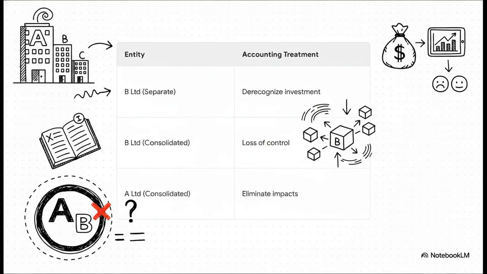So, to pull this whole puzzle together, the treatment depends entirely on whose desk you're at. B Ltd's separate books derecognize the investment and recognize the loss. B Ltd's consolidated books run the loss of control accounting, netting a gain or loss difference. A Ltd's consolidated books eliminate the intragroup transaction entirely, like it never even happened.